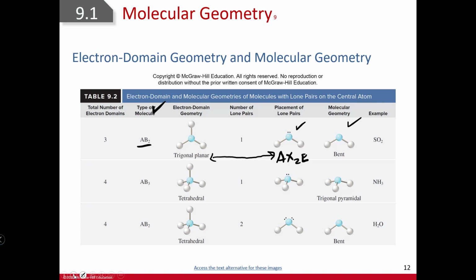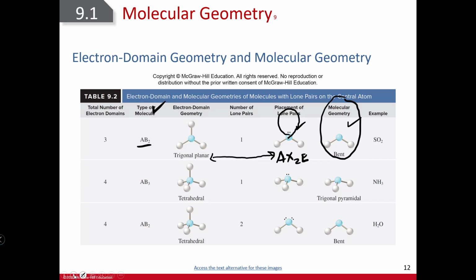Because this lone pair is invisible, we don't think of it when we do the molecular geometry. Molecular geometry is based on what we see, so the molecular geometry is bent. And that's what you should get out of it. All right, we'll do another one.